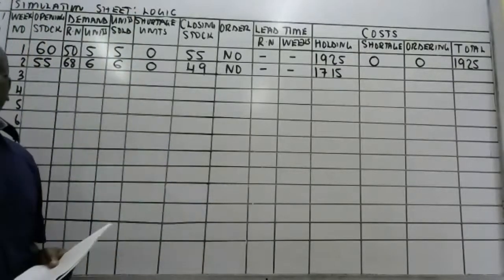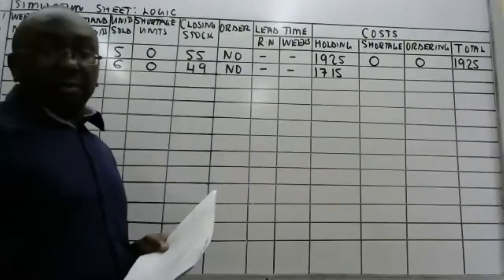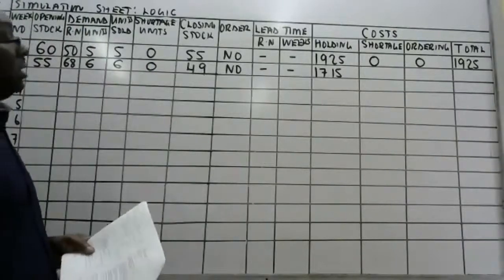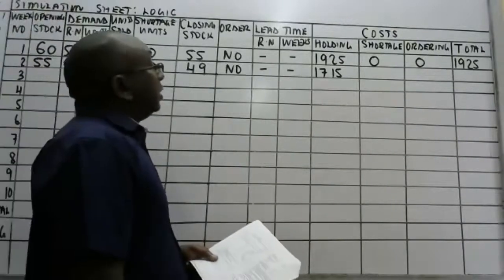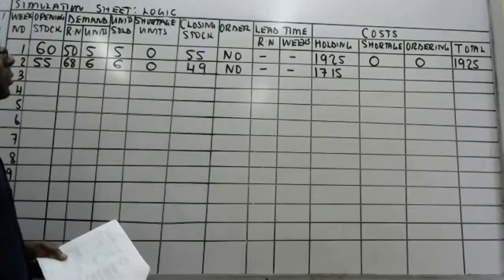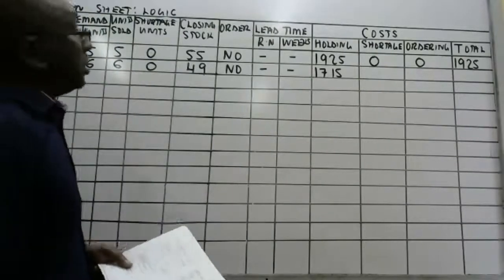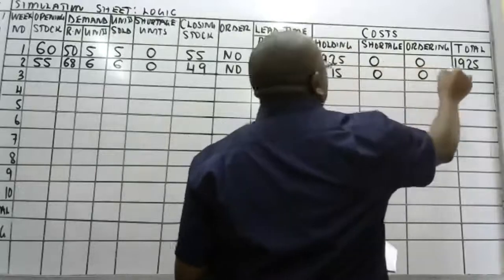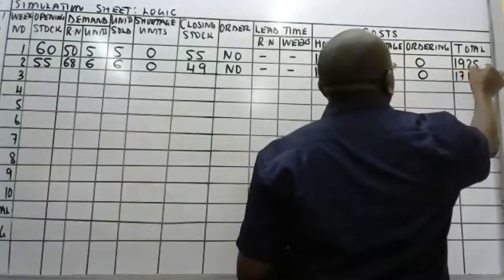Yes, Josephine, good. Yes, Emily. Let's set the answers, all of us, so that we don't carry on with the wrong figures. We need to confirm. Okay, so the shortage is 0. Ordering is 0. 1715.